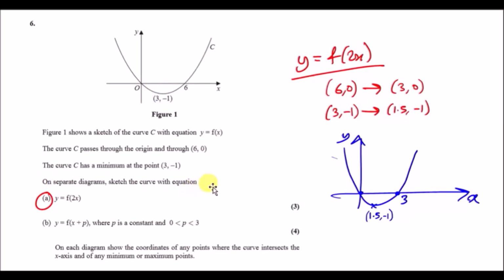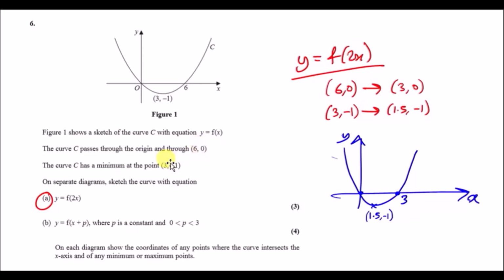Now on separate diagrams, it wants us to sketch these two types of curves. Let's look at part A for a second, y equals f(2x). One thing to memorize is that when you're working inside the function where the x is, you're dealing with x coordinates. Another thing to note is that it works in reverse. So if it says 2x, you're actually halving the x coordinates.